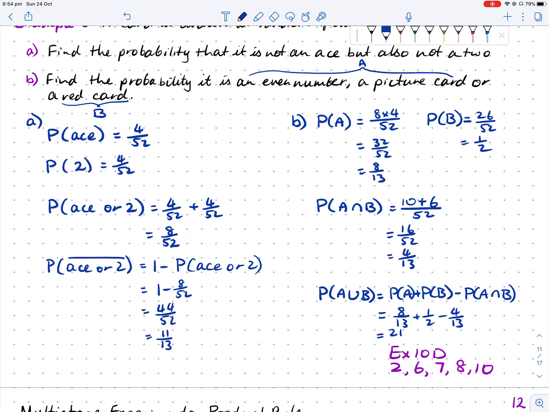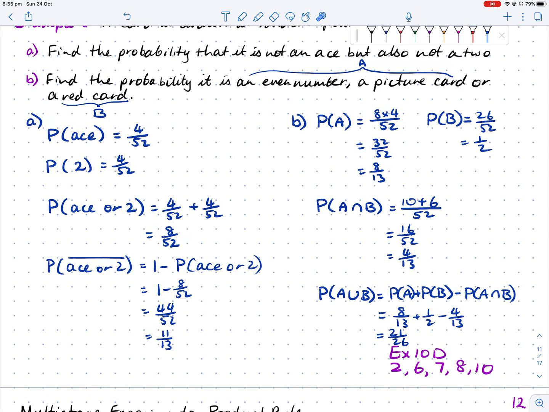Now there are probably easier ways of counting these, okay? So if we want even number, picture card, or red, what you can do is count up all of your red cards and then add on any even numbers and picture cards that aren't red in order to get your total, which should have come out to be 42, I believe. Or there are other ways that you could approach it as well.